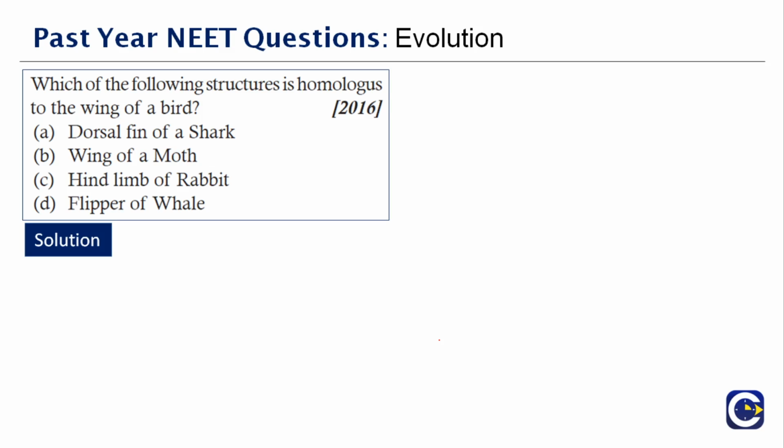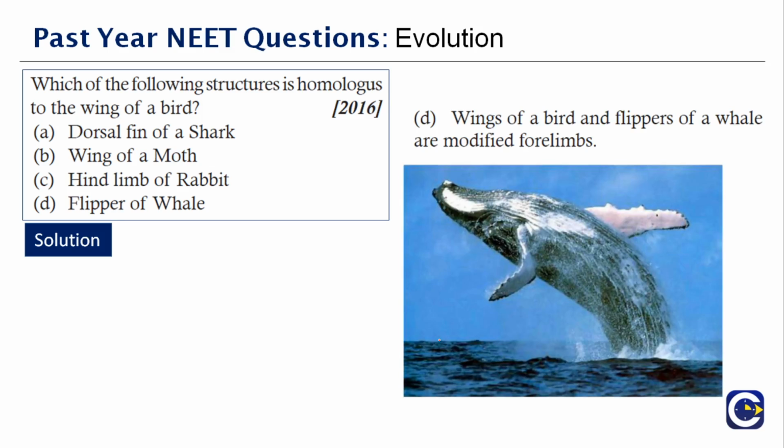Wings of the bird and the flippers of the whale are actually modified forelimbs. So you have a clear image of how it is there. This is how it resembles. So which one of the following structures is homologous to the wing of a bird? Flipper of whale. Therefore the right answer is option D.